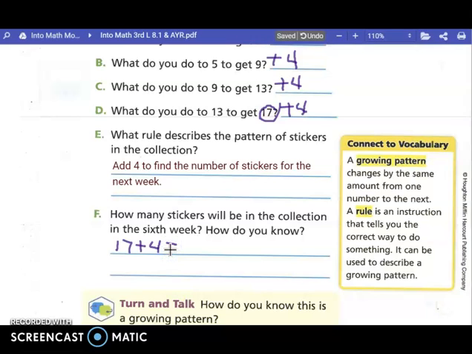Does anybody know what 17 plus 4 is? 21. How do we know this? Actually, that's the explanation that they give. 17 plus 4 equals 21. Okay, let's go on to the next page.